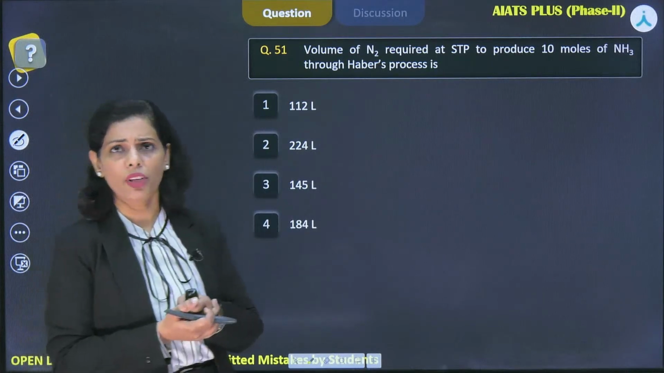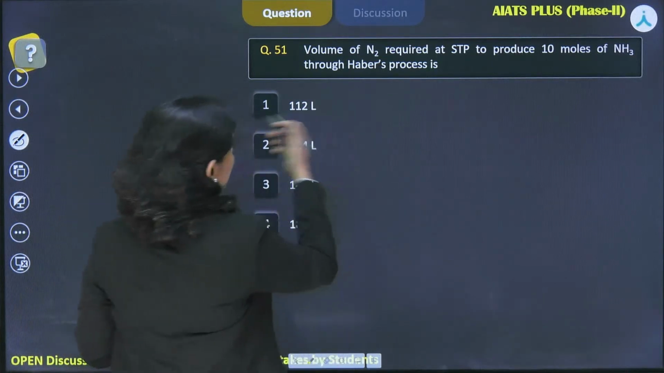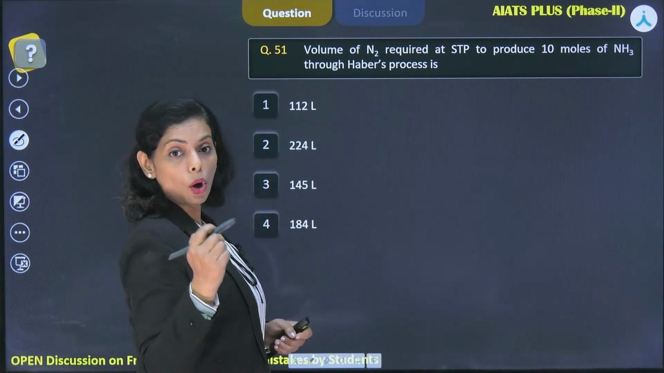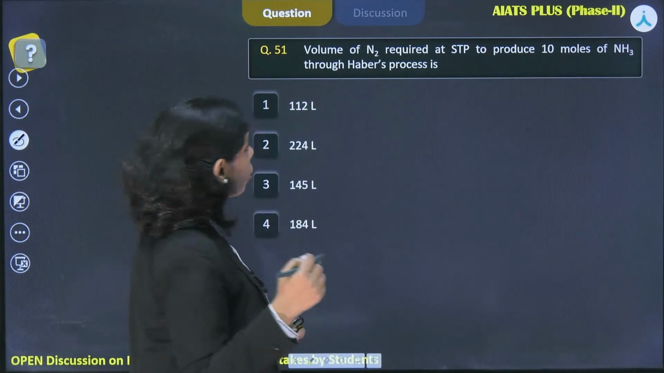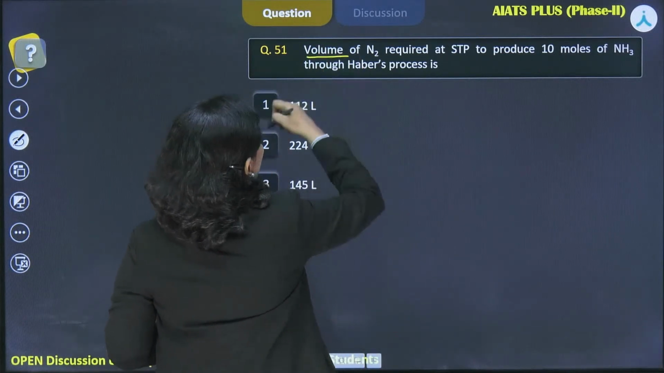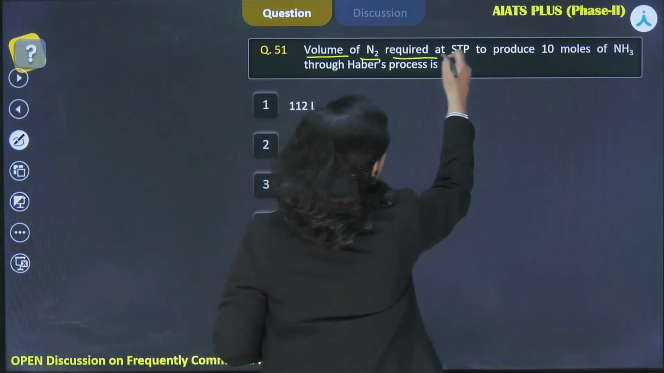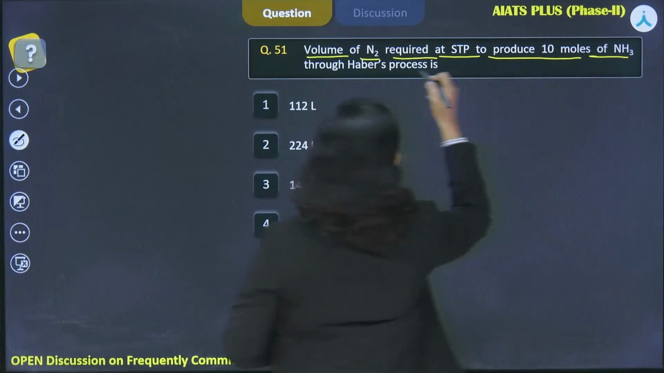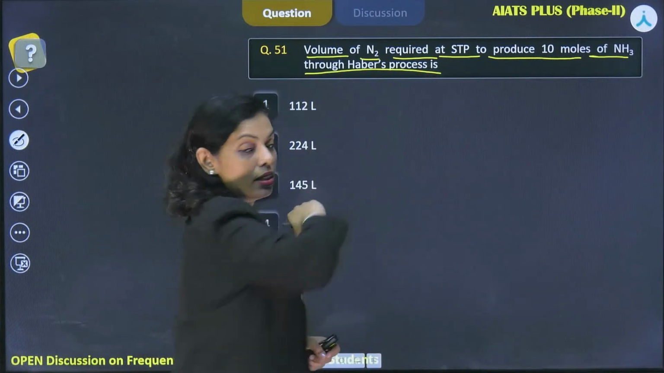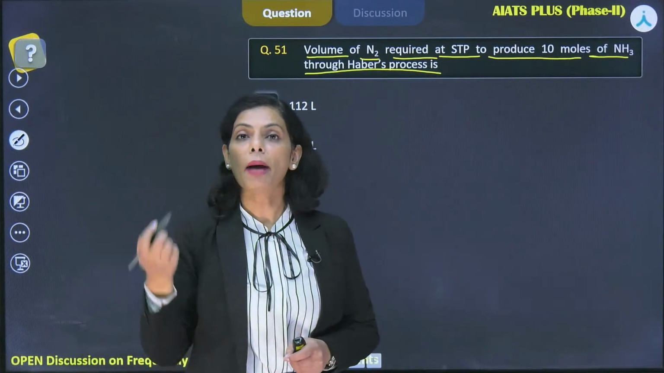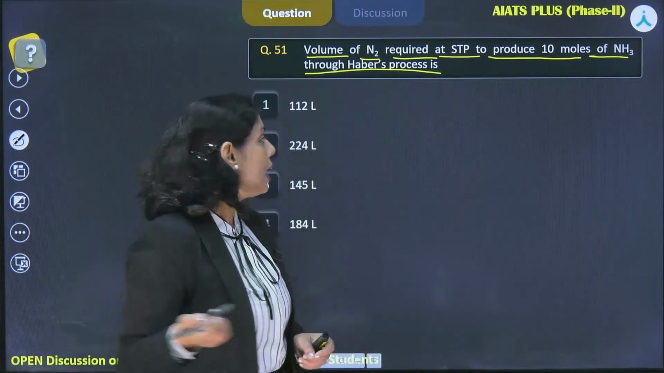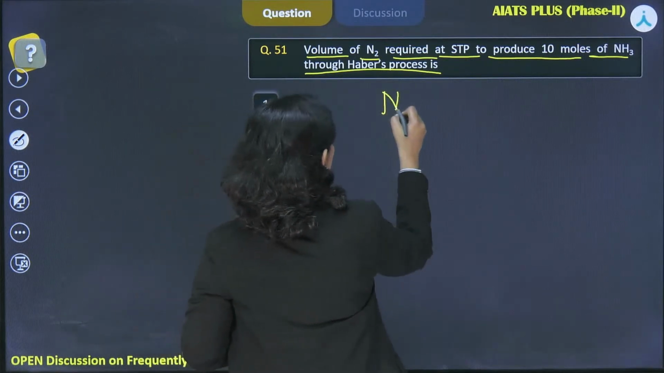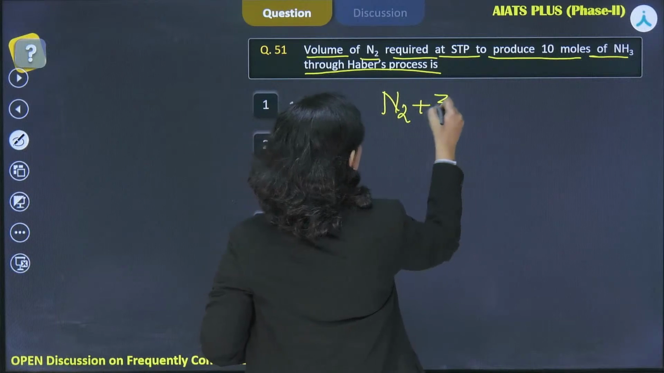Question number 51 we have. So the question is based on what? The mole concept, stoichiometry. Volume of nitrogen required at STP to produce 10 moles of ammonia through the Haber's process. Remember the Haber process? The manufacture of ammonia, right? And in the manufacture of ammonia, what you do? Nitrogen reacts with hydrogen.